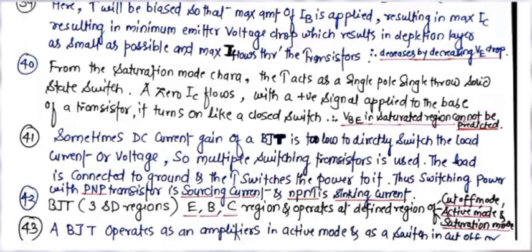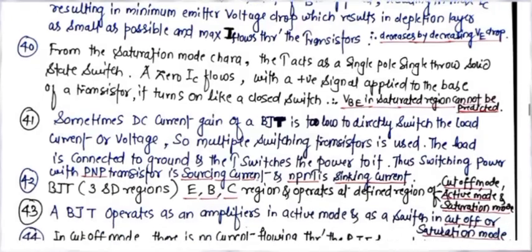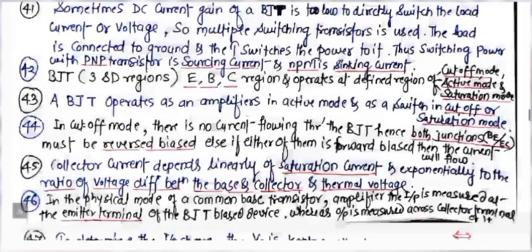BJTs have three semiconductor regions: emitter, base, and collector regions, and operate in the defined regions of cutoff mode, active mode, and saturated mode. A BJT operates as an amplifier in active mode and as a switch in cutoff or saturation mode.